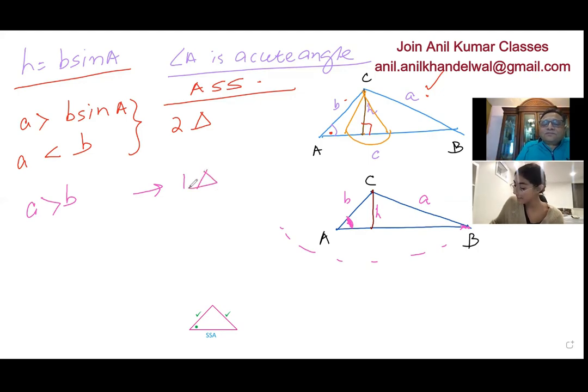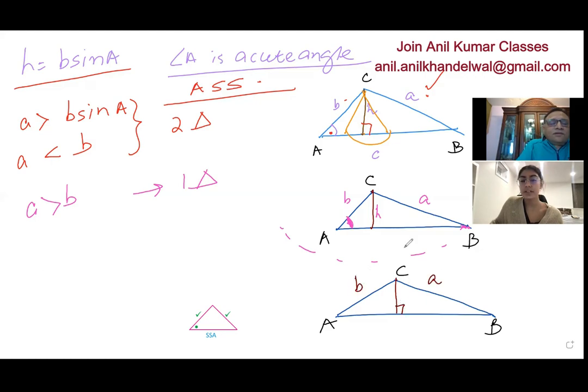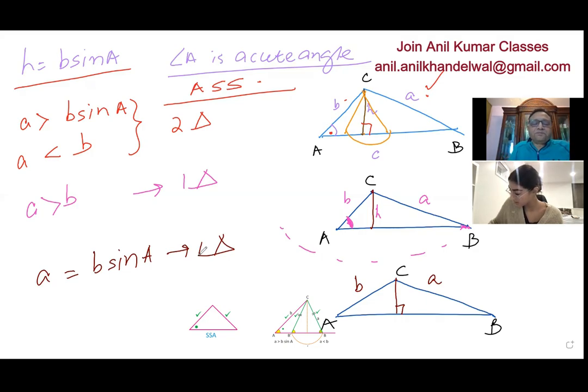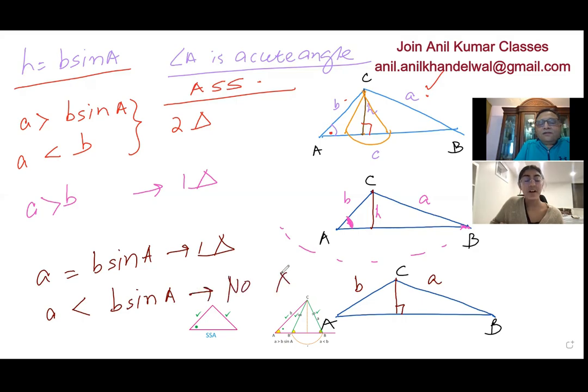Oh, so that's the other condition. I see, so you have to check with B sine A, right? And of course, the third condition we figured out earlier: if the A value is equal to the height value, then it can also make one triangle. And if A is less than B sine A, no triangle.